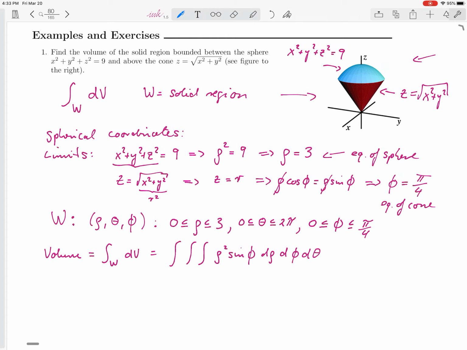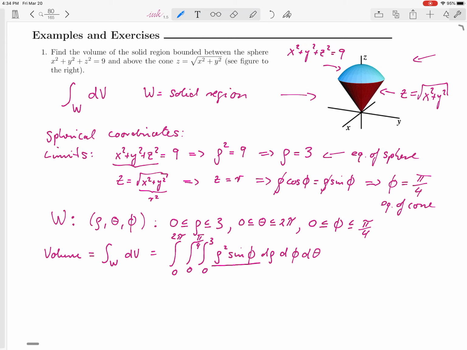But what are our limits of integration? Rho goes from 0 to 3. Phi goes from 0 to pi over 4. And theta goes from 0 to 2 pi. And you can see here that our integrand does not depend on theta. So we could integrate with respect to theta first.